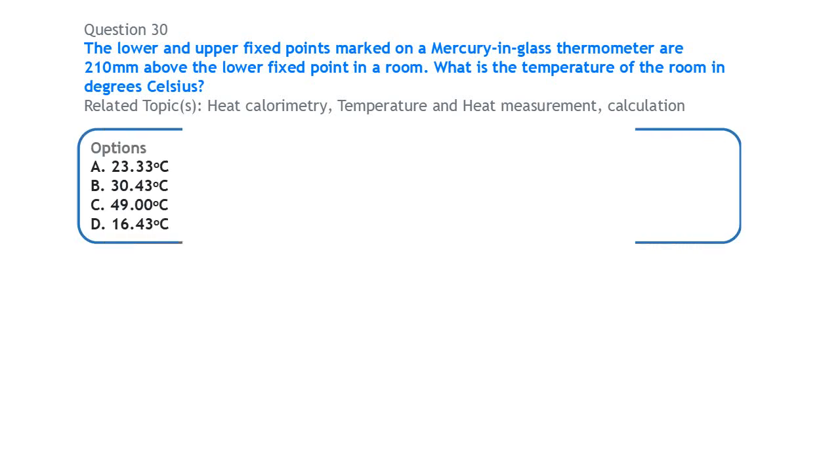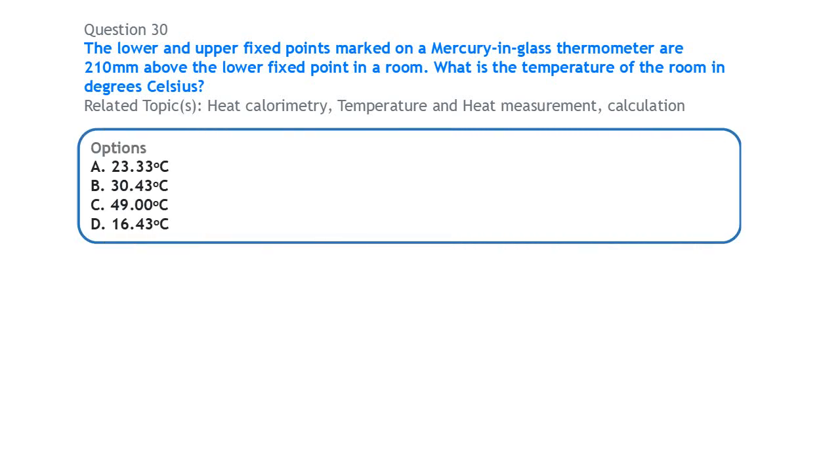Next question on heat calorimetry. The lower and upper fixed points marked on the mercury in glass thermometer are 200 millimeter above the lower fixed point in a room. What is the temperature of the room in degree Celsius?